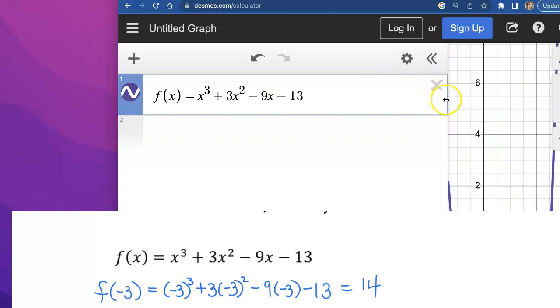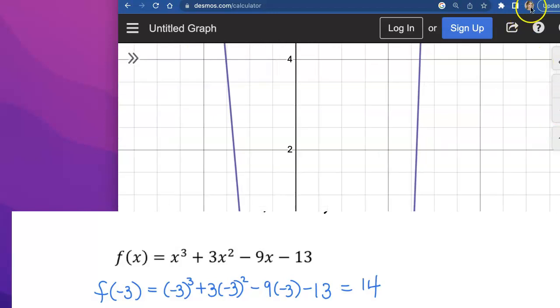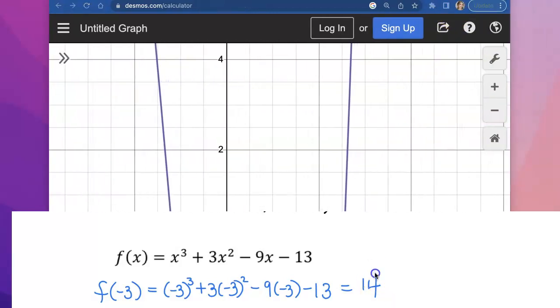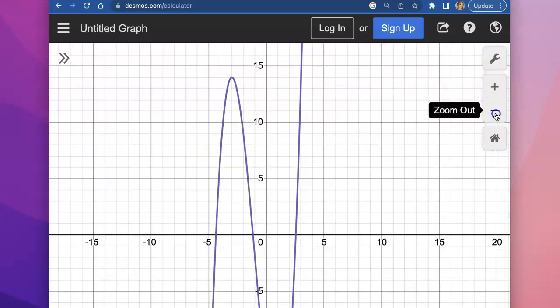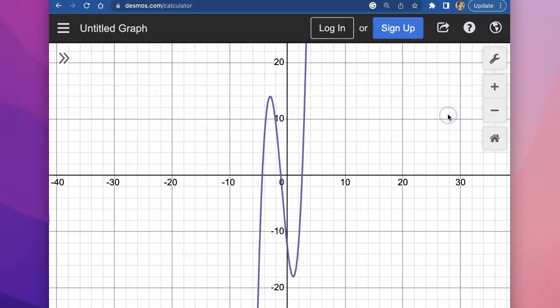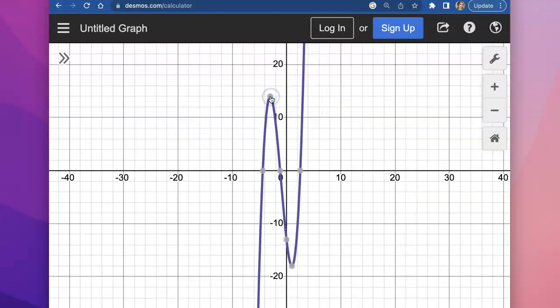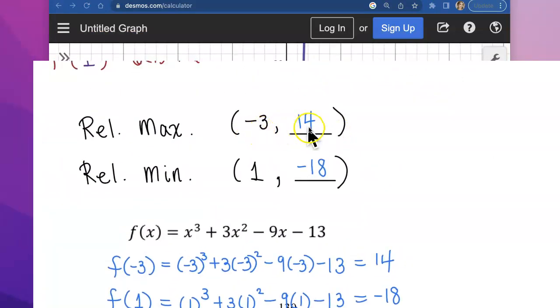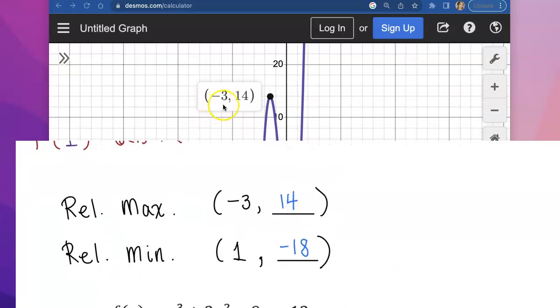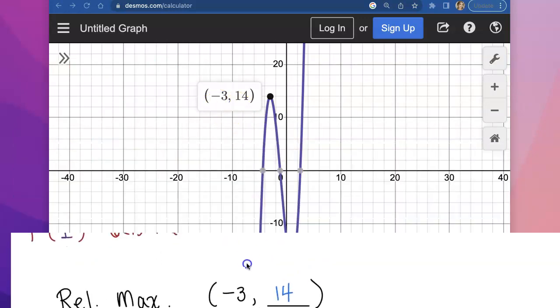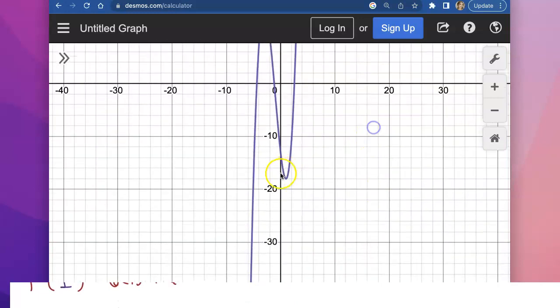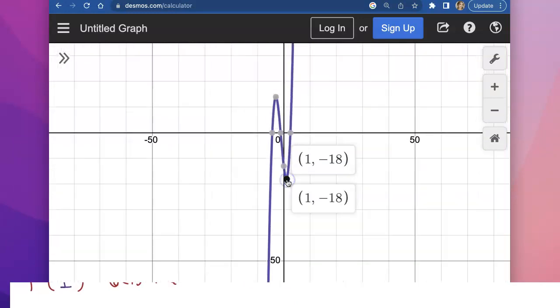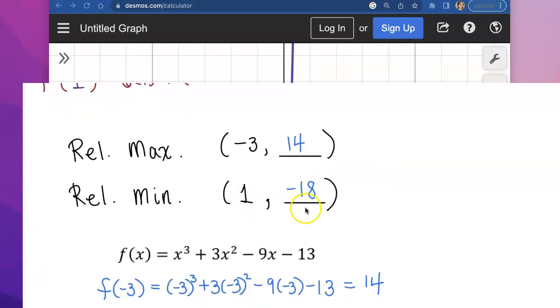So this is just me checking my answer. Zoom out over here. Let me see if I can show you all the graph. Oh, it's a very skinny graph. All right, I will click on the relative maximum. Look at that. We have a relative maximum at negative 3, 14. Yay, we got that right. See? Negative 3, 14. Let's go click on that relative minimum. That is down here, which is at 1, negative 18. 1, negative 18. So we got it right.